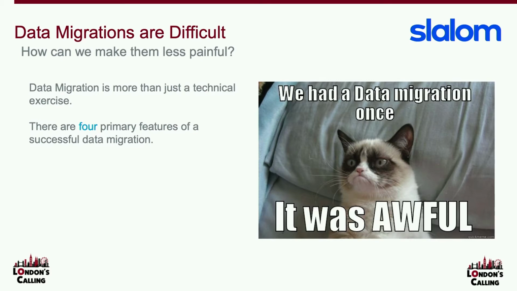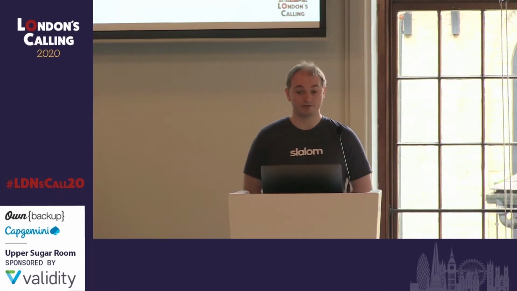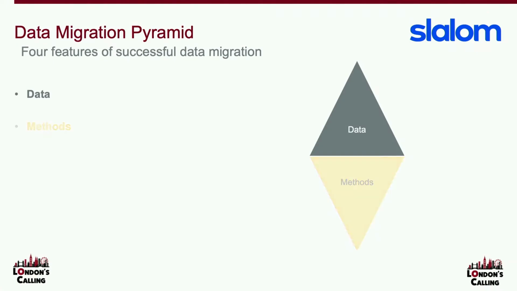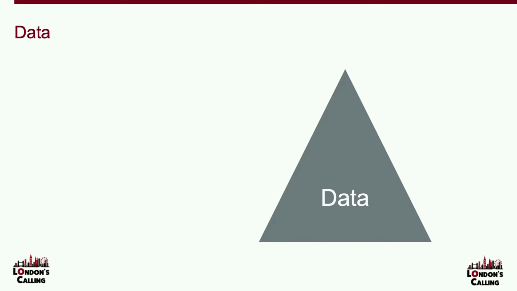First of all, it's more than just a technical exercise, and I think there are 4 primary features of a successful data migration that we should consider, and those are: firstly, the data, pretty obvious. Then the methods, how are we going to do the migration? The technology, which is what tools are we going to use to do the migration? And finally, the people. So I'm going to walk through each of these in turn and show you some of the subsections or sub-features of these aspects of a data migration. So let's start with data.